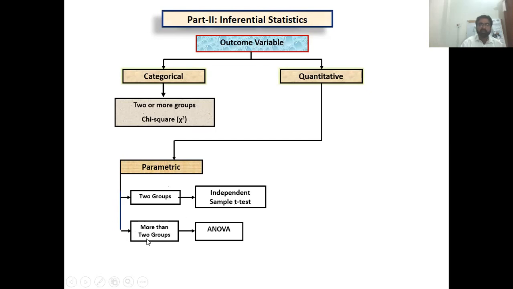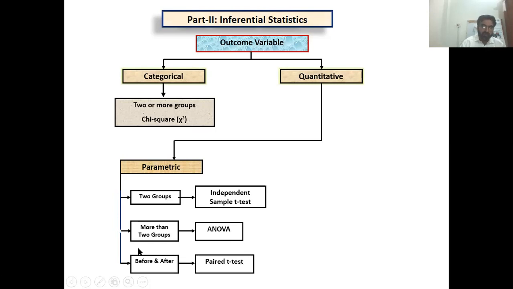And if you have more than two groups, then you have to apply ANOVA, which is analysis of variance. There are three types of ANOVA. One is one-way analysis of variance, where you have one independent variable and one outcome variable, where the outcome variable is a continuous one. There is also two-way analysis of variance, where you have one continuous outcome variable and two categorical variables. And if you have more than two categorical variables as independent variables, then you have to apply multivariate analysis of variance, which is called MANOVA.